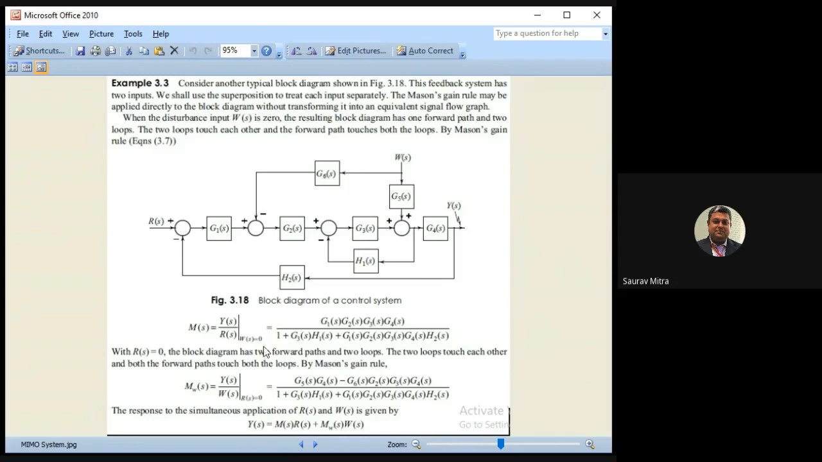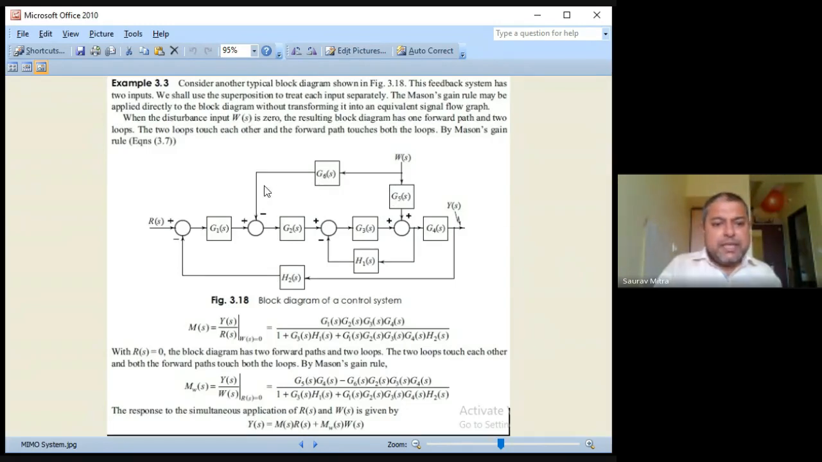And in the second case, when RS is equal to 0, the block diagram has two forward paths and two loops. So this is one forward path, WS to G5S to G4, so you are finding G5 into G4, and there is another forward path, that is G6 into G2S, and it is going like this. So there are two forward paths, and in that case G1 is not there anywhere.